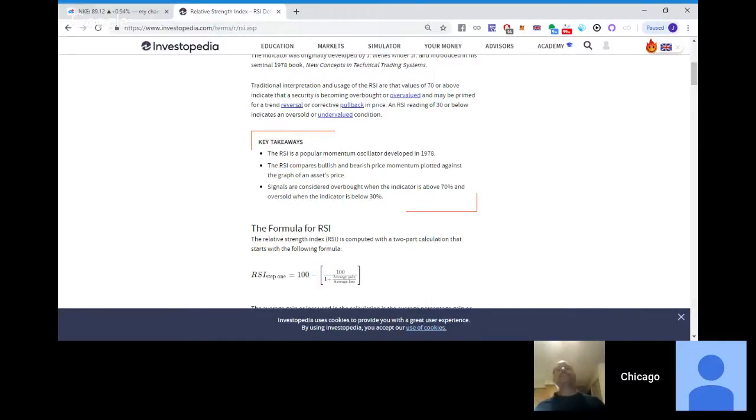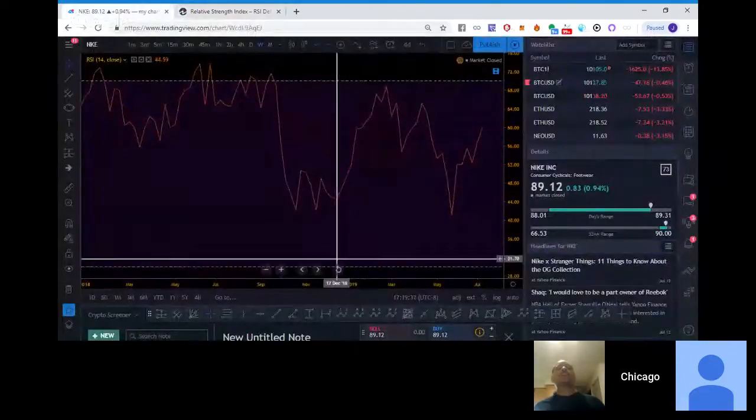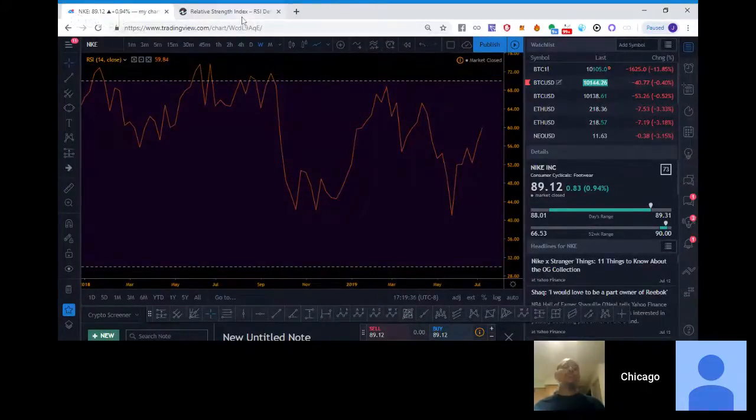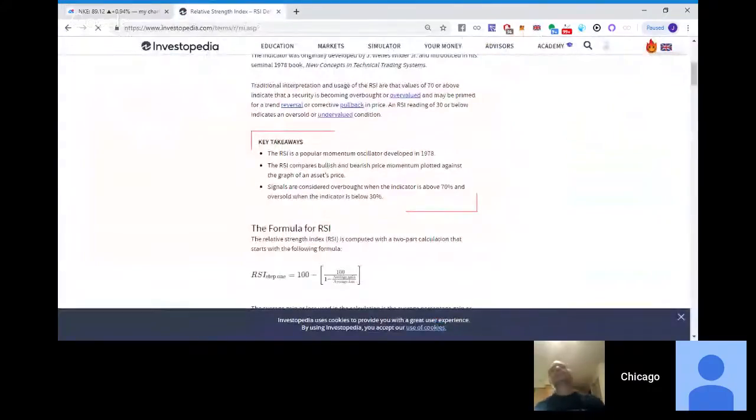Now, an RSI reading of 30 or below, right? 30 or below indicates an oversold or undervalued market. Oversold or undervalued.